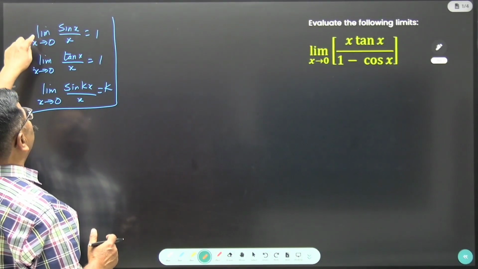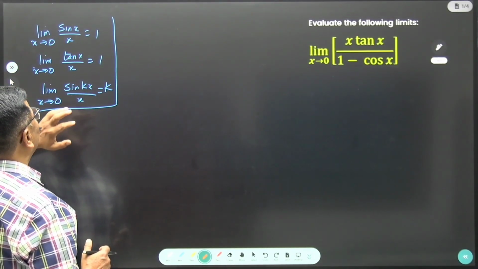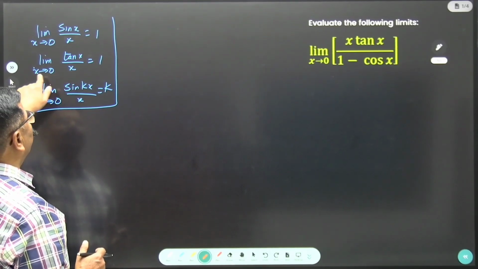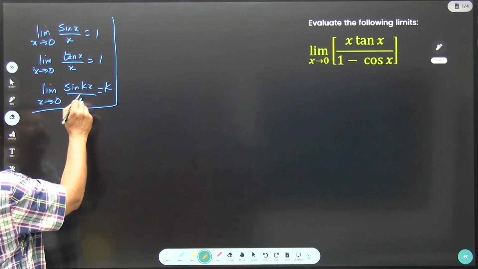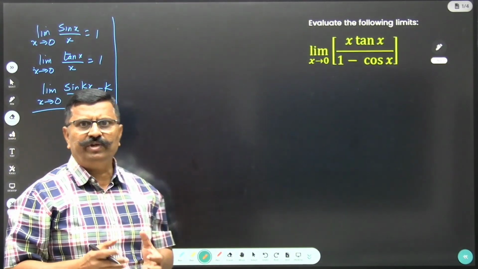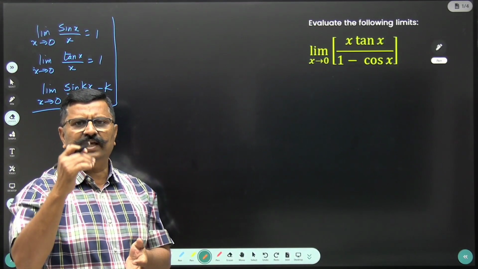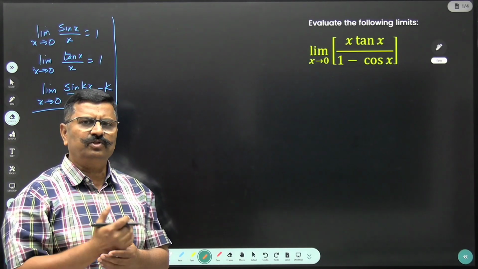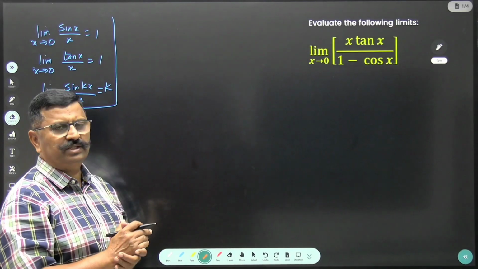We have these formulas: limit of sin x upon x when x tends to 0 is equal to 1, limit of tan x upon x when x tends to 0 is equal to 1. Same way, limit sin kx upon x when x tends to 0 is equal to k. Similarly, we have one more formula for the trigonometric limit, that is limit of tan kx upon x when x tends to 0, that is also equal to k. Now let's see how to use these formulas here.